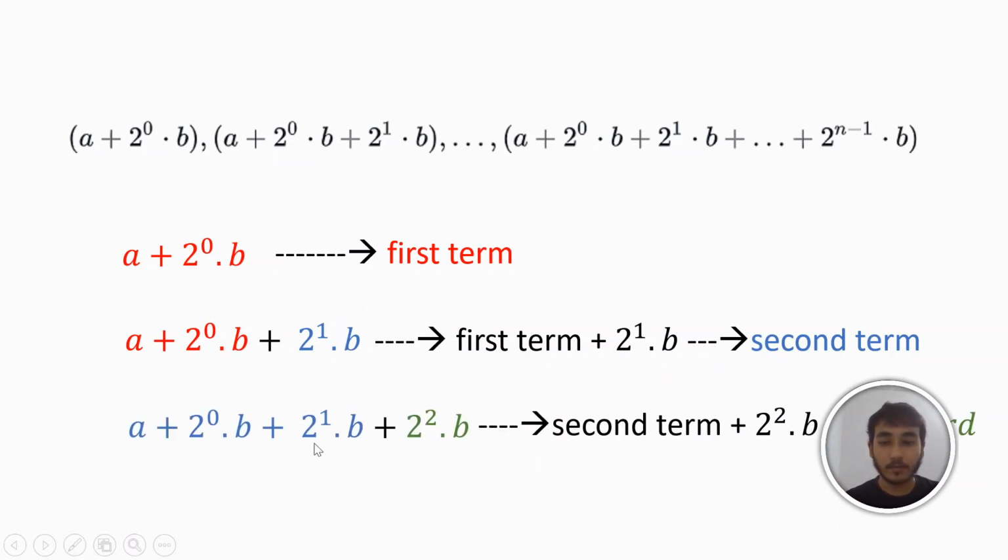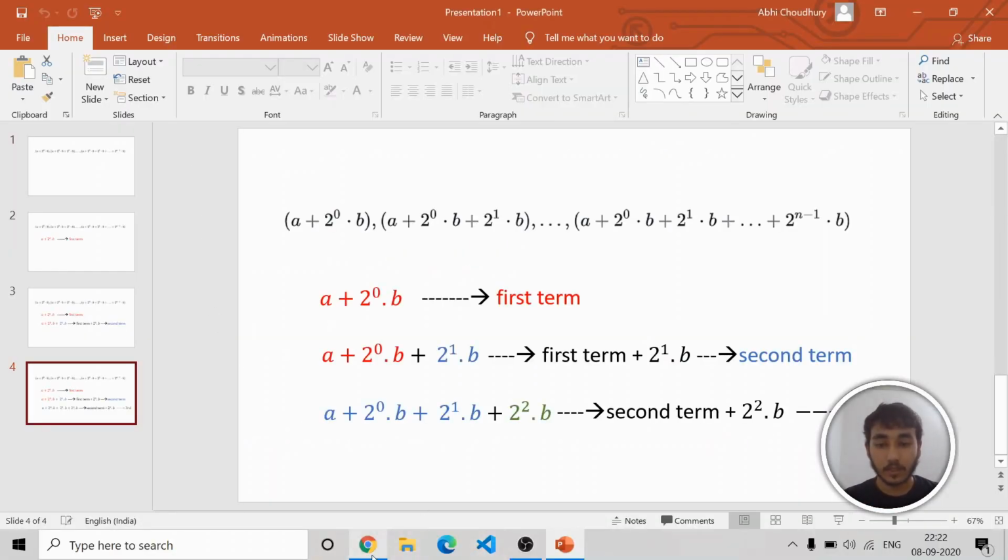Then for the third term we will add 2 to the power 2 dot b to the second term. So here we can see the first term is common in all the iterations that we need to do. So first term plus 2 to the power 1 dot b, then the second term which also includes the first term. So the first term is common in all the terms of the series. So we can use the first term as our sum, so we don't need to make another variable to store our sum. So let's code it and we will be able to understand it.